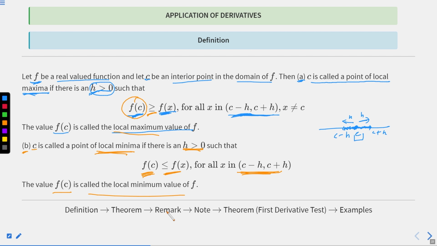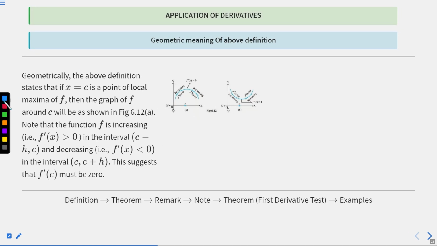Okay, let us move next. Now the geometrical interpretation will be what? So it says that if x equals c is a point of local maxima of f, then the graph of f around c will be as shown in figure 6.2, like this. Note that the function f is increasing, that is f prime of x is positive in the interval c minus h to c, and decreasing in the interval c to c plus h. This suggests that f prime of c must be 0.